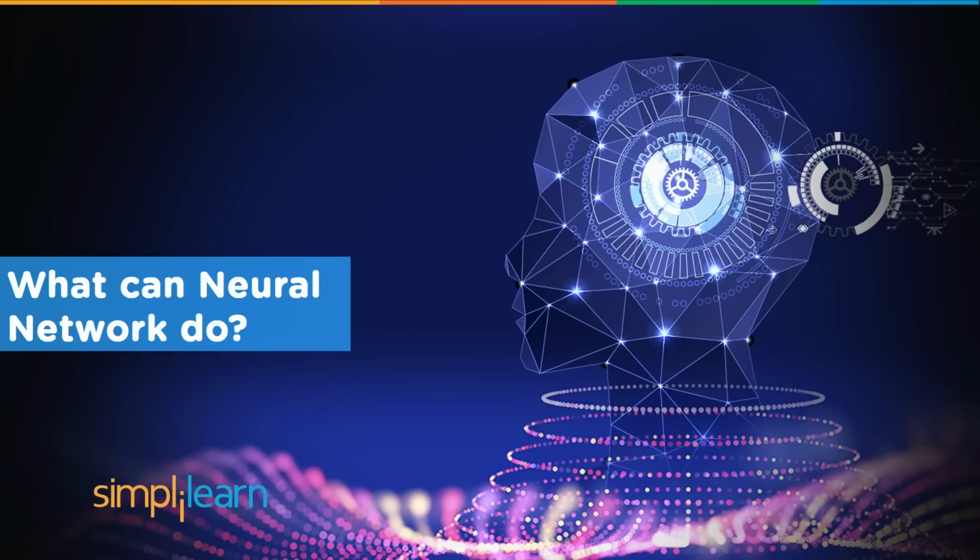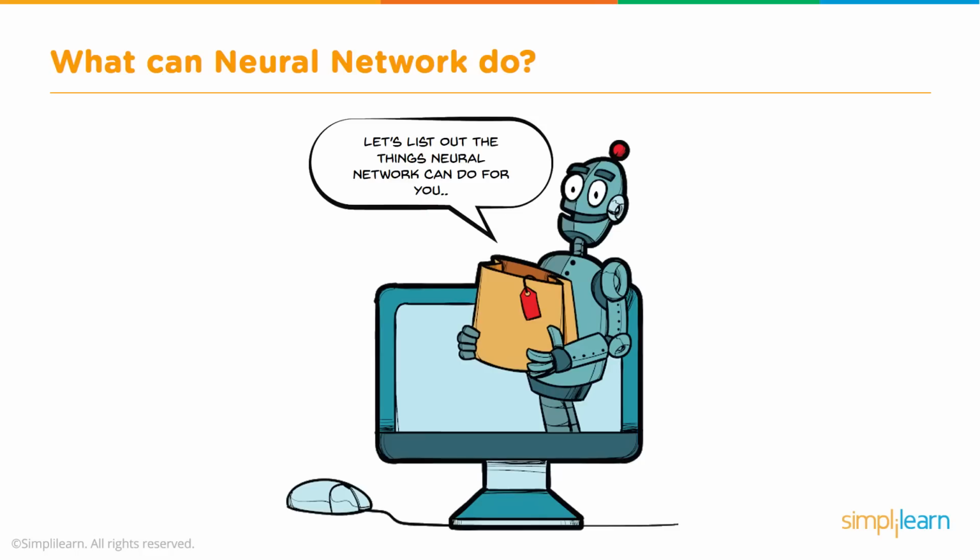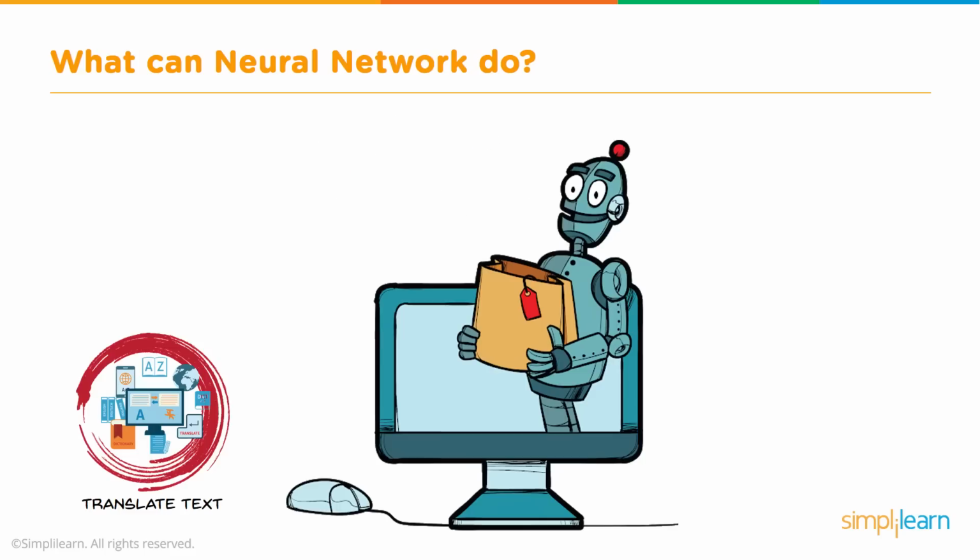What can a neural network do? And really, we're just going to dive in deeper to what we just covered and look at other examples. So what can a neural network do? Well, let's list out the things neural networks can do for you. Translate text. Boy, we got Google Translate, and Microsoft has their own Translate. They actually have an earpiece that's supposed to start translating as you talk. What a cool technology, what a cool time to live.